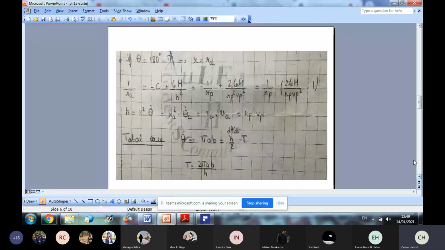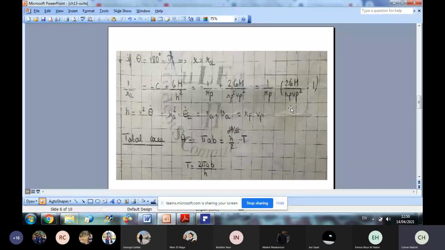Now, also, if I want to know about RA, I have for theta equal 180 degrees, which is pi, the apogee distance, RA. Then I can say that 1 over RA corresponds to minus C plus GM over H square, because cosine 180 is minus 1. And if I replace C by its value, which I got as a function of RP, then I can find RA. So 1 over RA will be 1 over RP times (2GM over RP VP square minus 1).